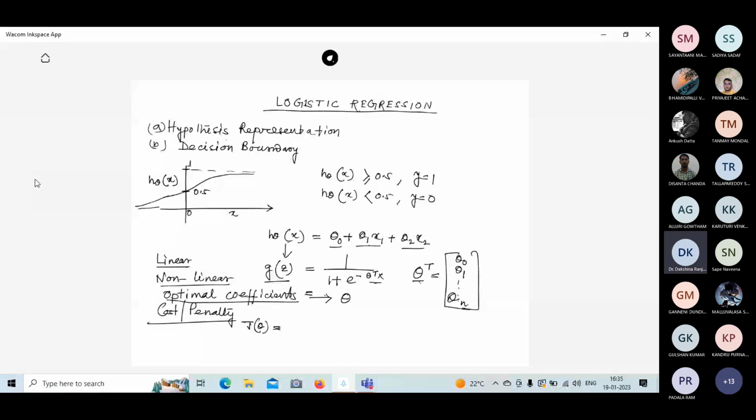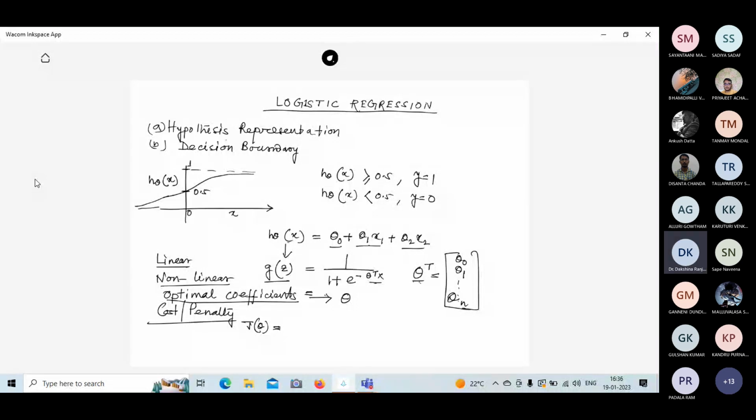Okay, so here the optimal coefficients are nothing but the model parameters theta. Okay, so this is the basic requirement for classification using logistic regression.